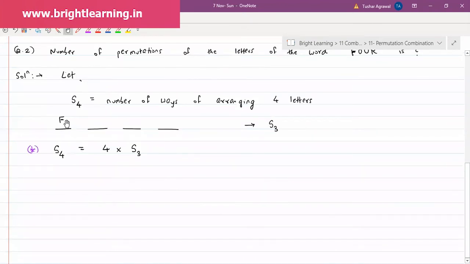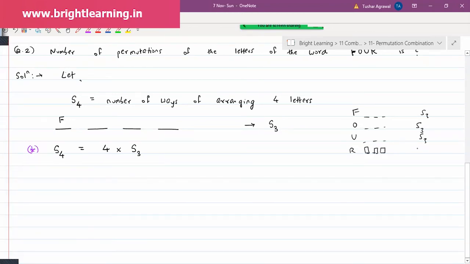Here I'm using the unitary method: 1 mango costs 10 rupees, 7 mangoes, how much? So F at the first position, there are S3 arrangements. O at the first position, S3 different arrangements. U at the first position, the remaining 3 can be placed again in S3 different ways. R at the first position, the remaining 3 letters again in S3 different ways. So the total number of arrangements is the addition of all these: S3 plus S3 plus S3 plus S3. How much? 4 multiplied by S3.